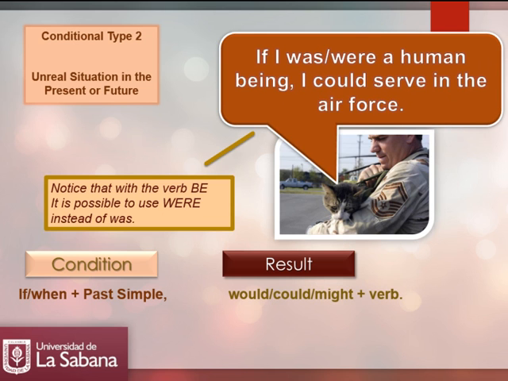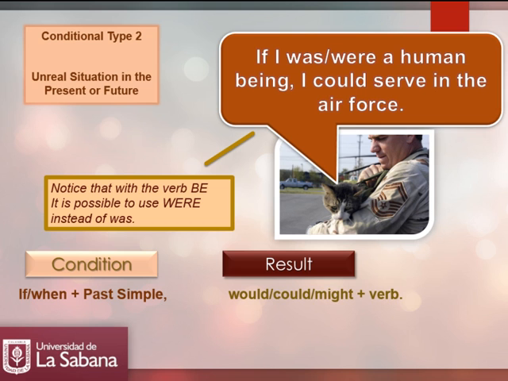Let's take a look at another sentence. If I was a human being, I could serve in the Air Force. Or, if I were a human being, I could serve in the Air Force. Notice that in unreal conditionals, we can use were for all persons, including I, he, and she.